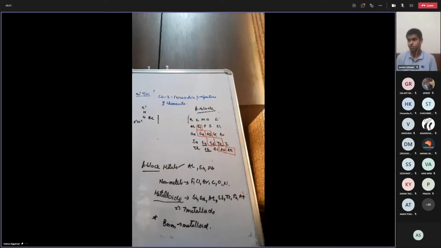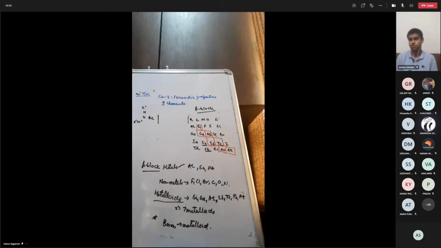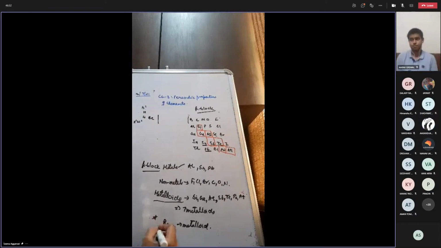Okay. Then if boron is not classified in metalloids, then would it be a metal or non-metal? Boron is a non-metal. Either it is taken as a non-metal or it is a metalloid. It differs from book to book. In NCERT, in class 12 and also in 11th, boron is also considered a metalloid. Okay. So whether you write it is a metalloid or non-metal, both will be considered correct.